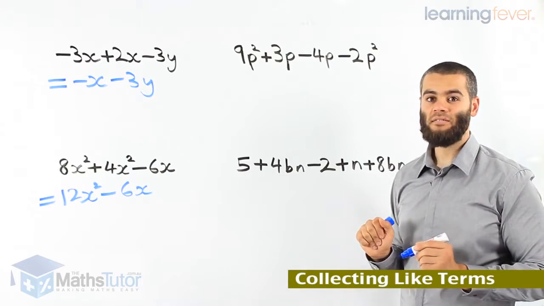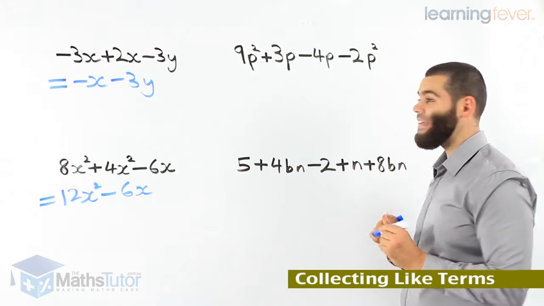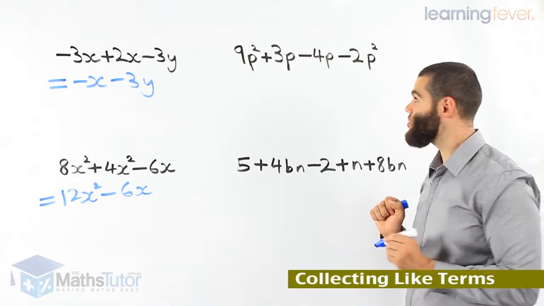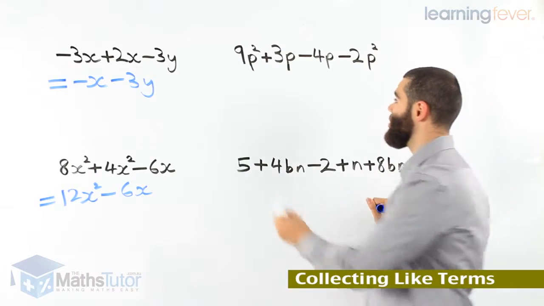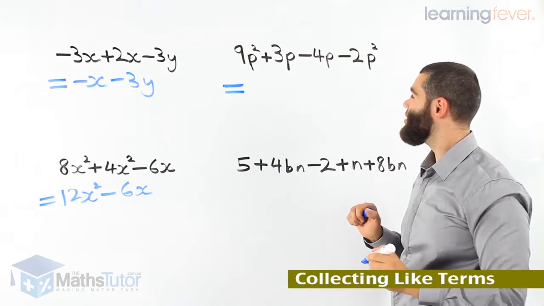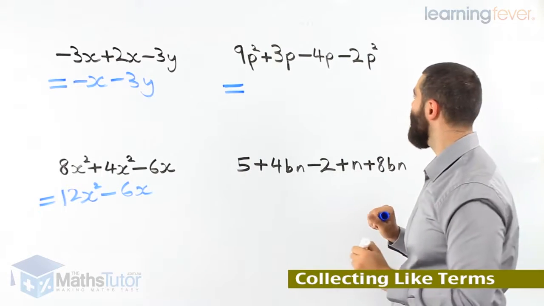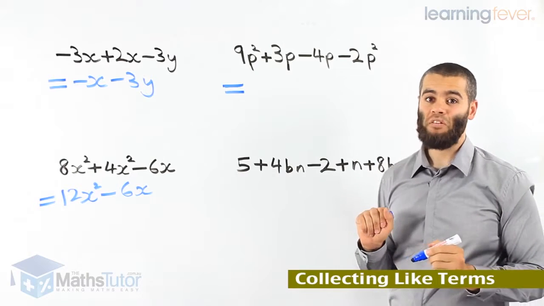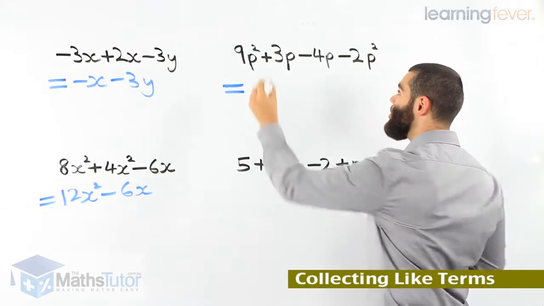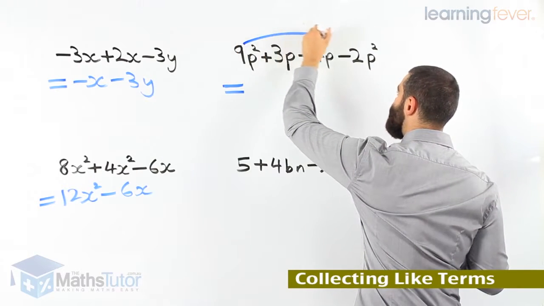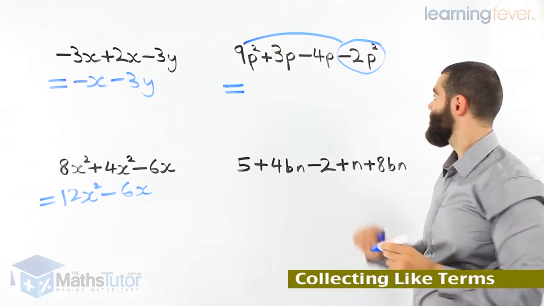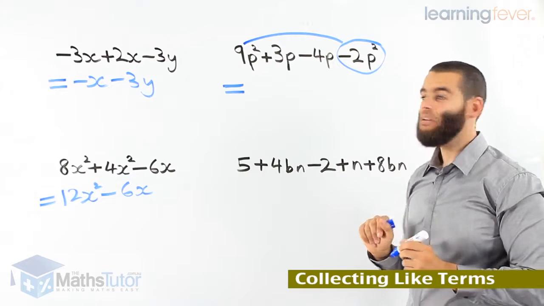This is a long one. What are we going to do? Again, we look for like terms. Do this one with me. I want you to concentrate, and I'm sure you can get it right as well. 9p squared plus 3p minus 4p minus 2p squared. Again, we are looking for the like terms. p squared is a like term with minus 2p squared.